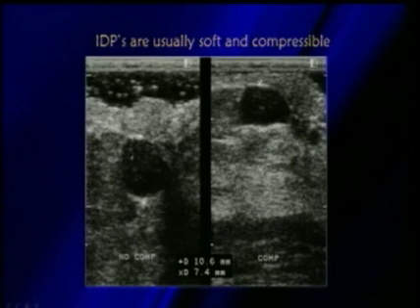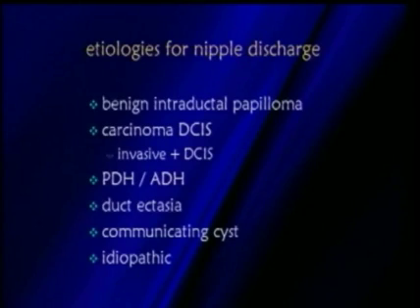So if you scan with heavy pressure, a lot of times you can compress them. Beware though, if you're looking for the presence of a fibrovascular stalk, you need to make sure you scan with fairly light pressure, because by compressing them, you may actually temporarily ablate the flow and not be able to pick up your Doppler signal.